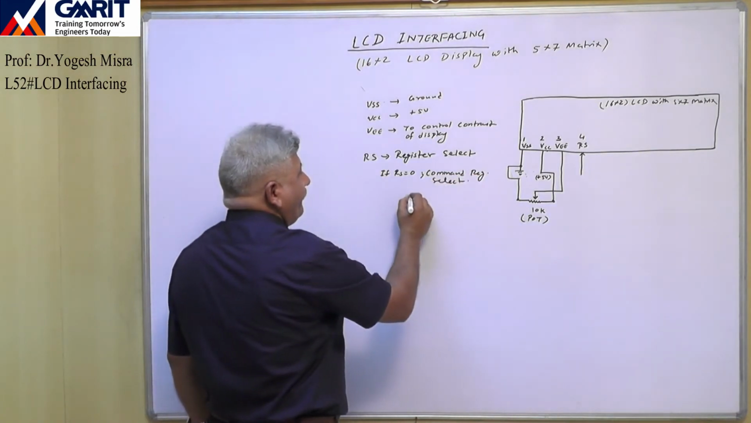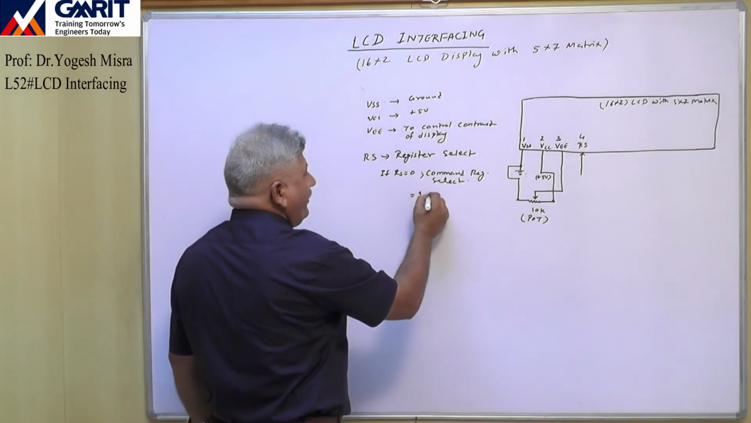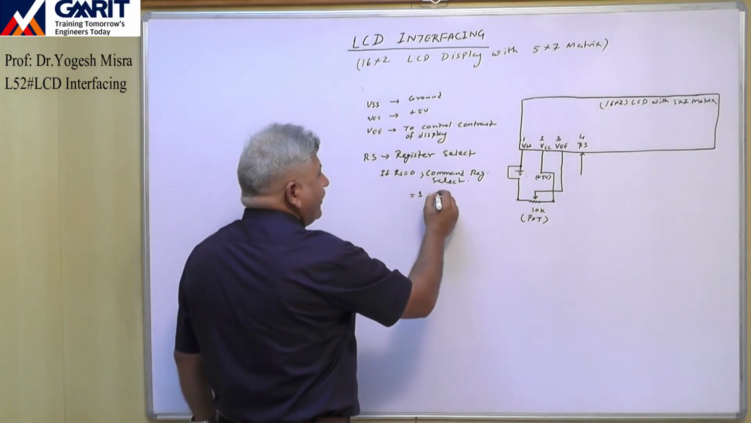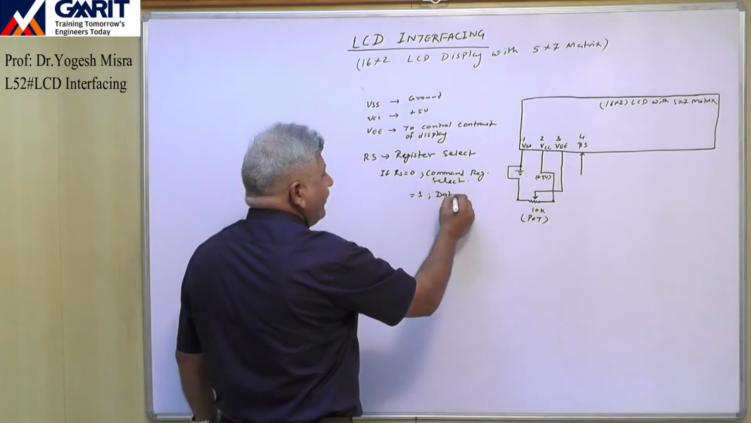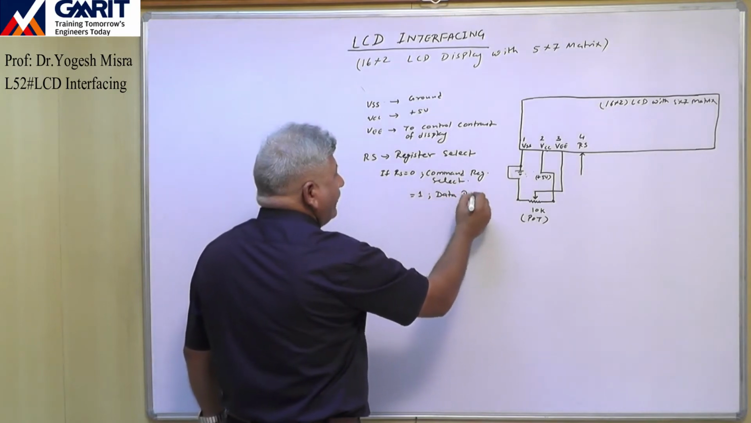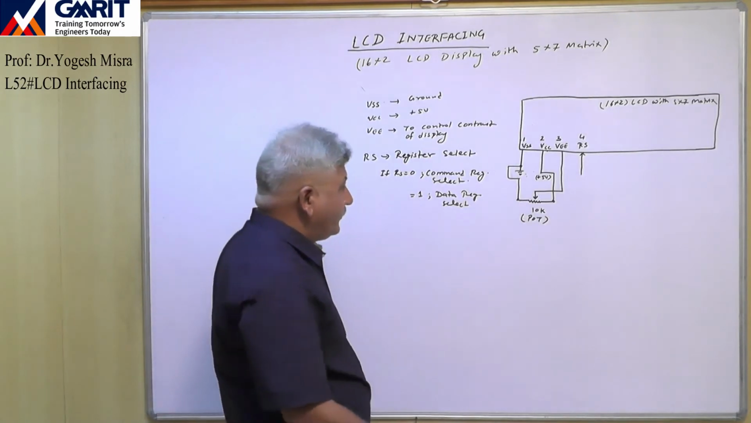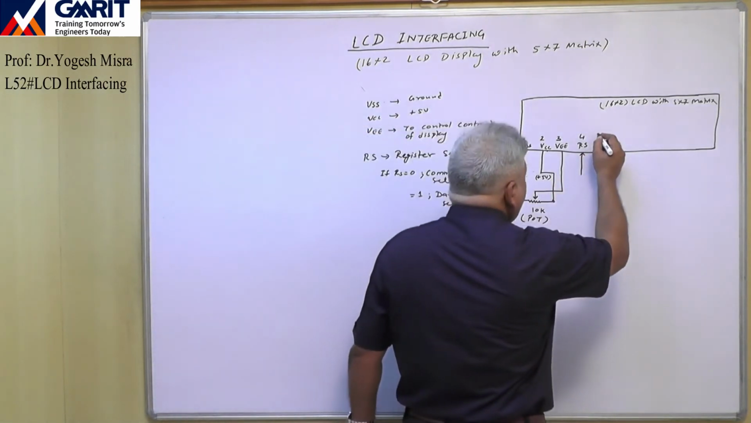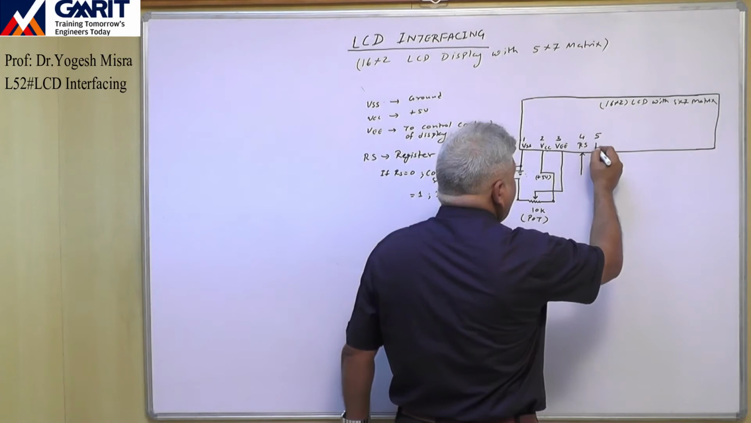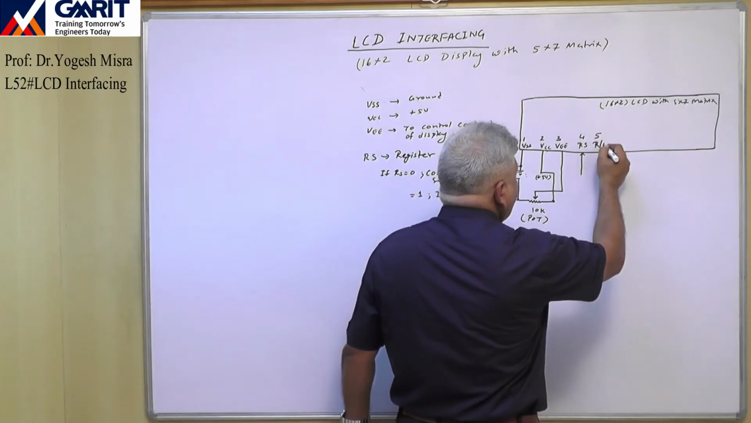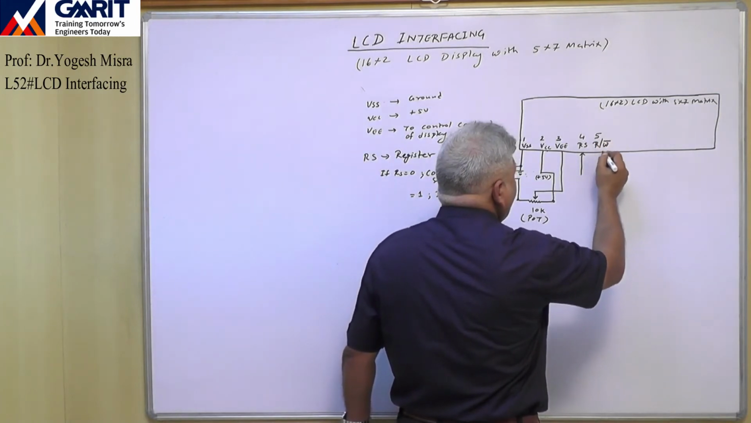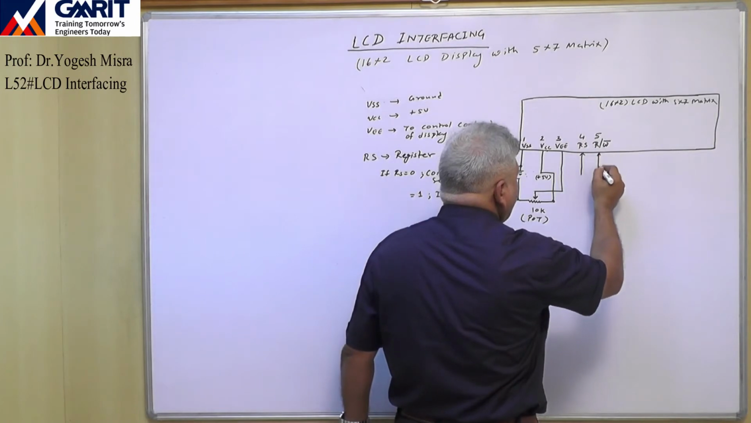Select. And if this pin is 1, then data register select. After this, pin number 5 is read/write bar. So this is also an input pin.